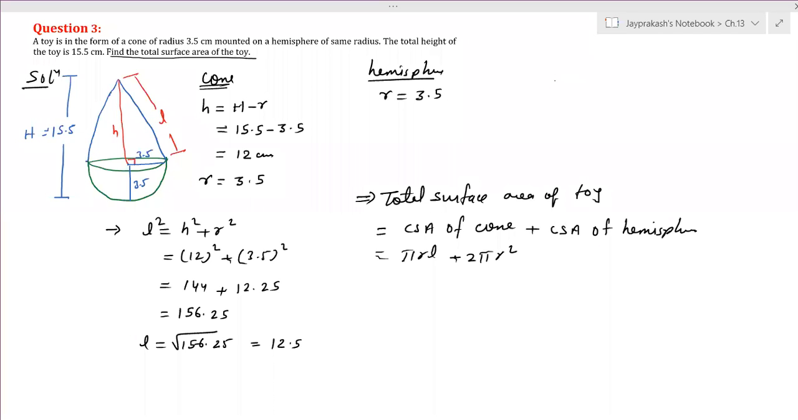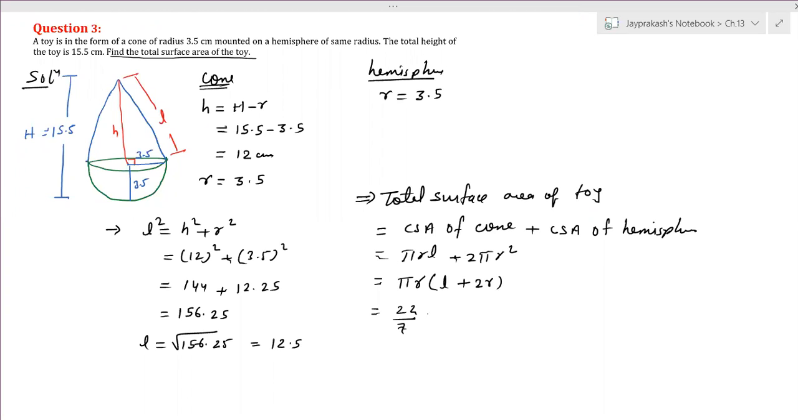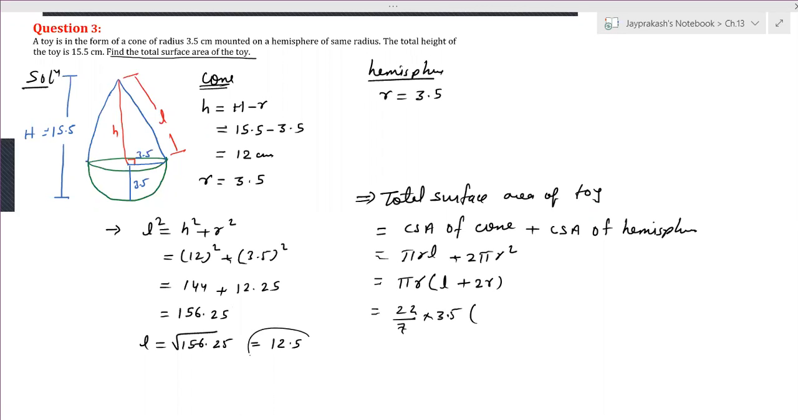So in exercise 13.3, we have committed one mistake now in taking the common. So pi r is common, then the remaining part is 2l plus 2r, and the radius is 3.5. Slant height is 12.5 plus 2 into 3.5.